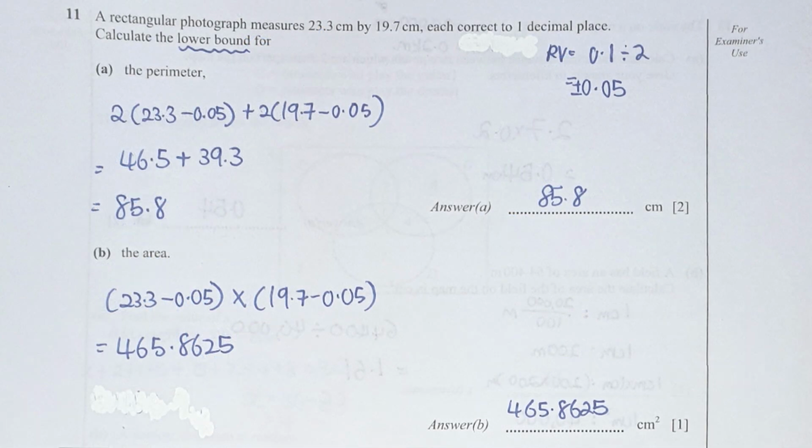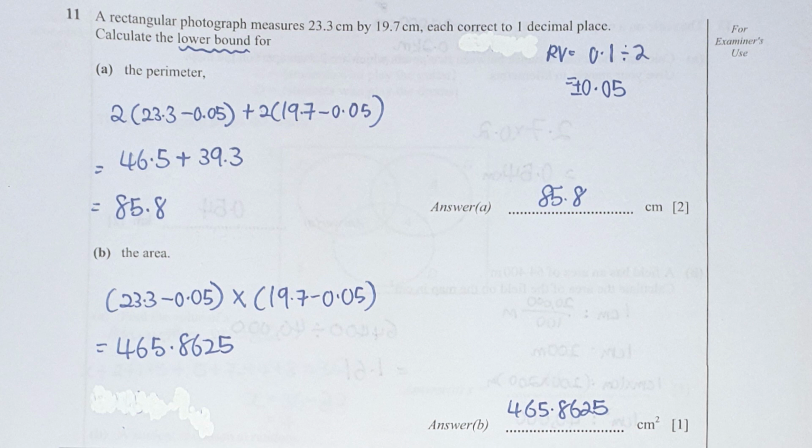Question 11 is assessing you on the lower bound. So the first thing to do here is to identify the rounding value. They mentioned 1 decimal place, so you take 0.1 divided by 2, and you will get plus or minus 0.05. So plus or minus is simply based on the question given.